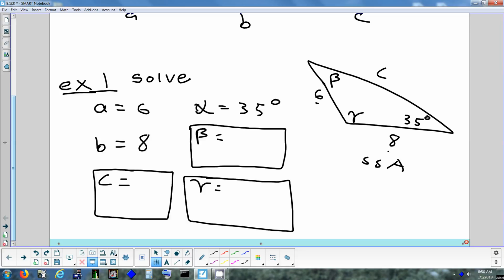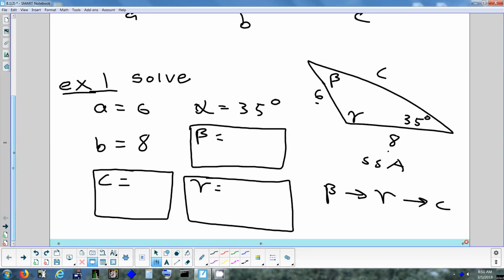Okay. Also, is this the kind of problem where you could find any one of those boxes first, or do you have to find things in a certain order? What do you think, Sam? You have to find the angles first. Yes, you have to find things in a certain order. Can you be more specific about which angle you have to find first? Beta. Yes, you have to find beta. Then you can find gamma. Then you can finish up with finding C. You have to follow that order.